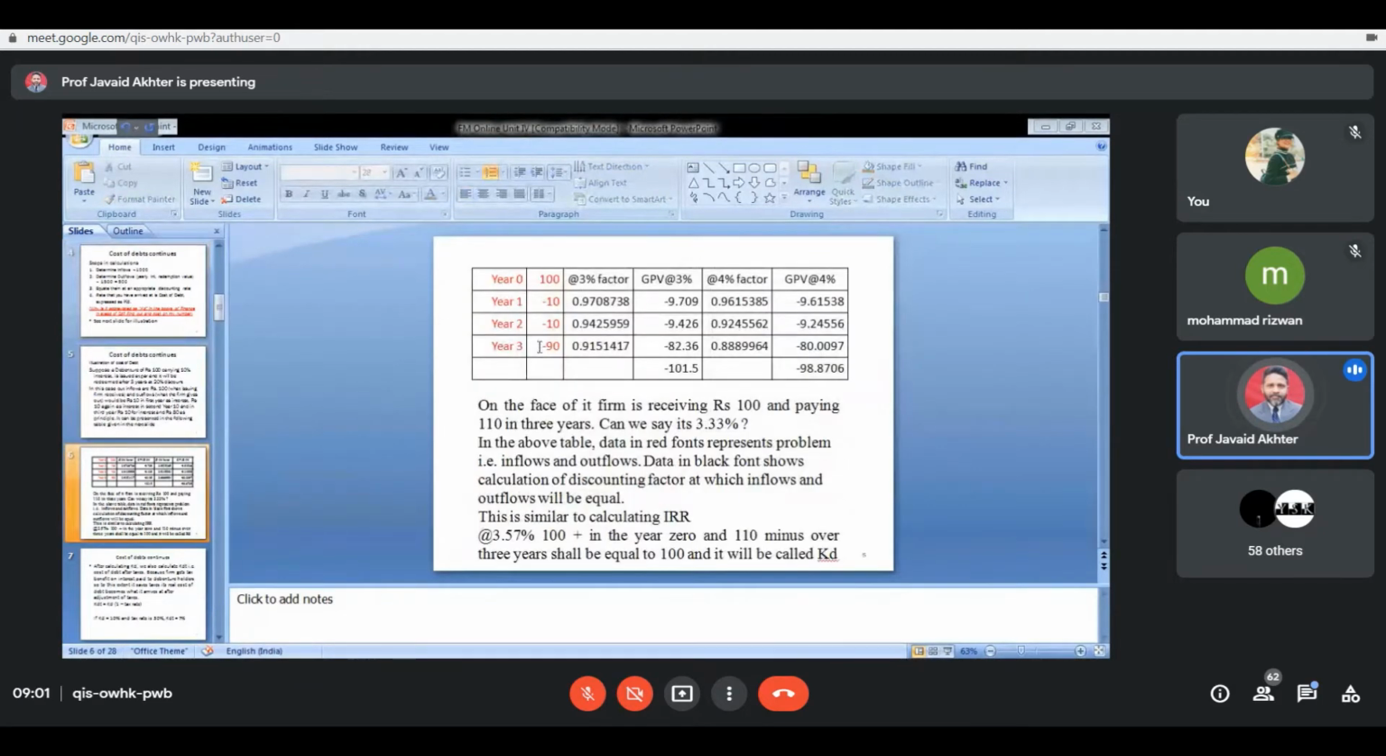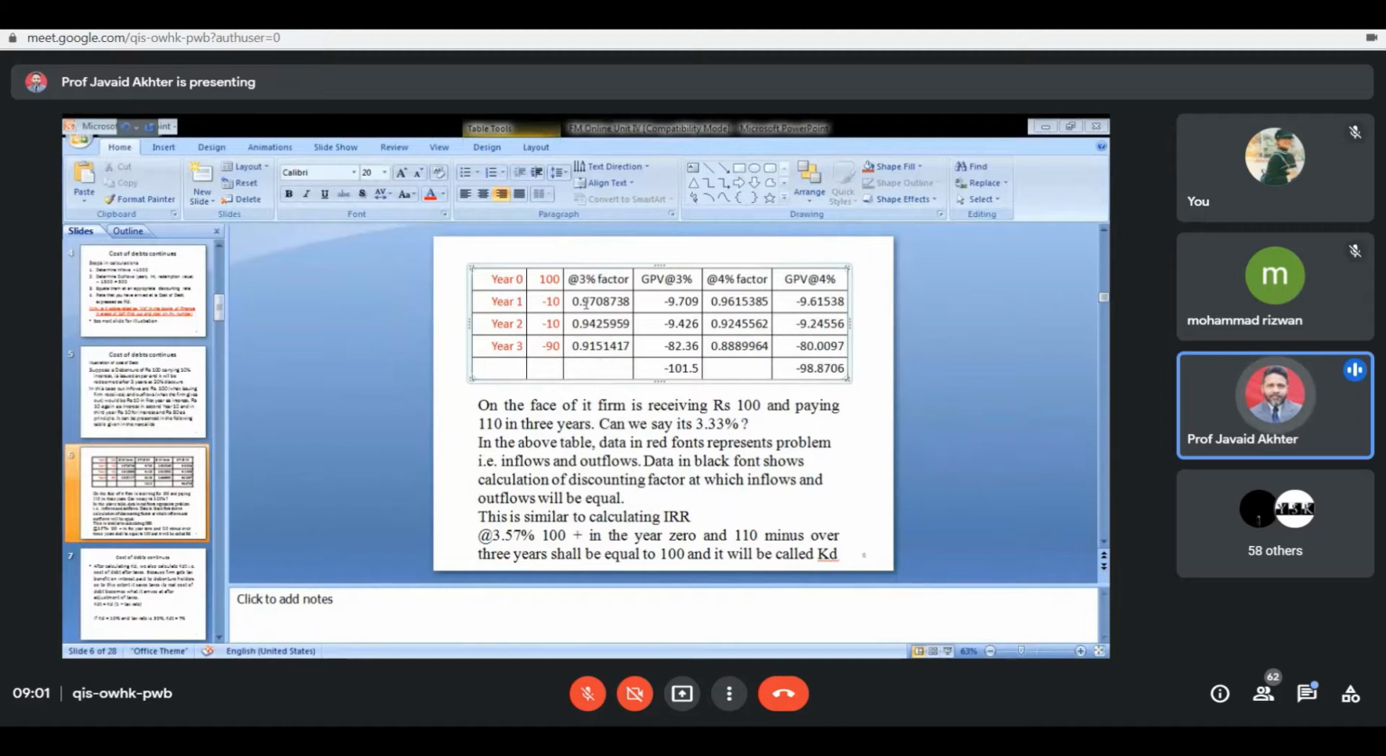Similarly, in this table, what is our objective? We are receiving 100 now, and paying this. At which rate will plus 100 be equal to minus 10, minus 10, minus 90? This is what our aim is. This is what we are interested in knowing. So we need to discount them.